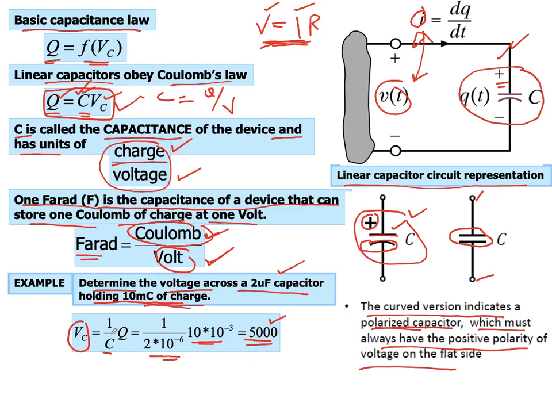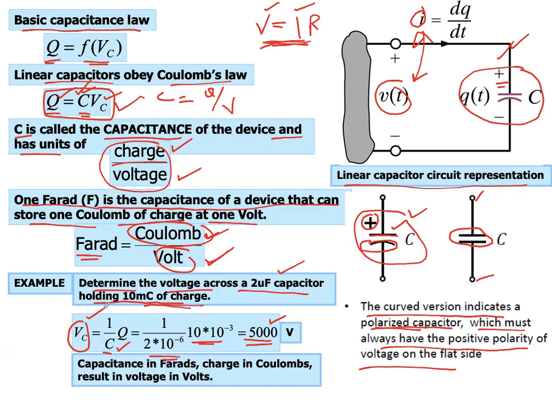So here we can see if the charge is in coulomb and the capacitance is in farad, the voltage will come out to be in volts. So in this case, if a capacitor which has a capacitance of just 2 microfarad is holding just 10 millicoulomb of charge, it will have a huge voltage at its terminals. That's why we say that capacitors can be dangerous as well.